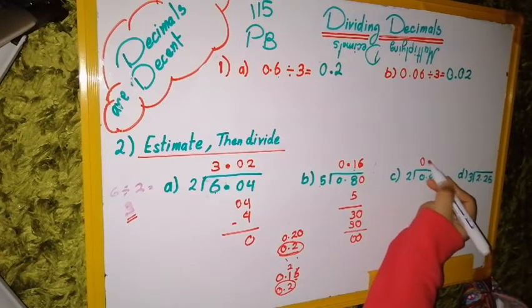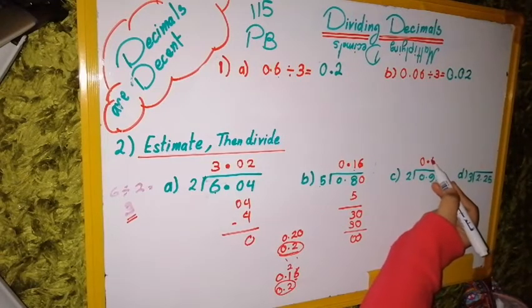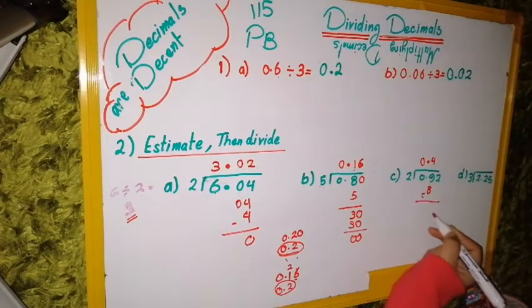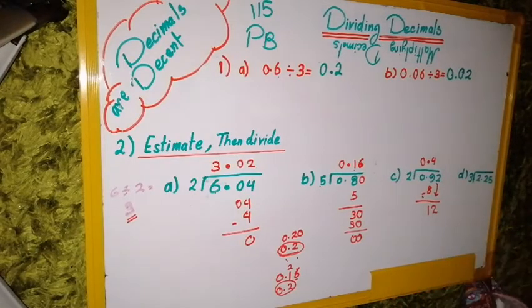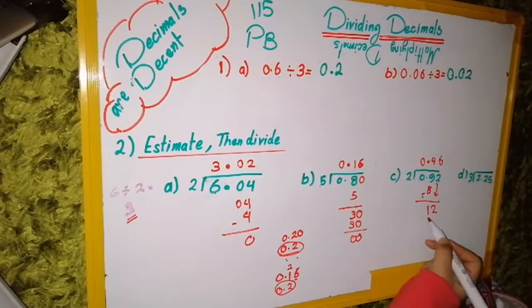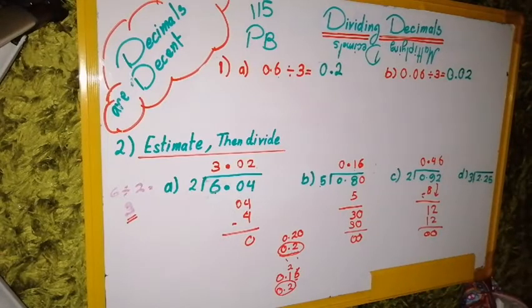I have 0, and I have my point, and then 9 divided by 2, the closest thing is 8. So 4 times 2 is 8, minus 1, and then take the 2 down with me. 12 divided by 2 is 6. 6 times 2 is 12. So this is my final answer. Did I forget something here? Yeah, I forgot to estimate first.